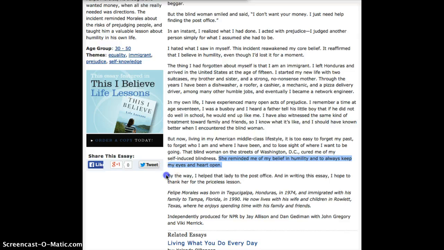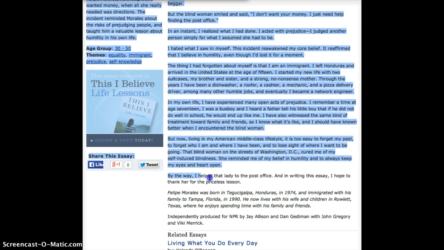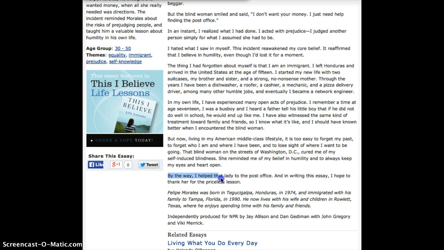This very last line here is what I call sort of his final thought. It's kind of like his Jerry Springer moment, and it's his final thought where he brings it back to the focus of the story. As opposed to reflecting on the significance as he had done in the previous three paragraphs, he brings it back by saying he helped that lady to the post office, and in writing this essay, he hopes to thank her for the priceless lesson. So he ties it back to the focus of the essay and leaves the essay with a sense of closure for the reader.